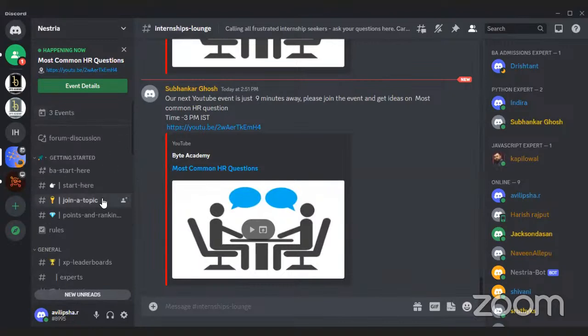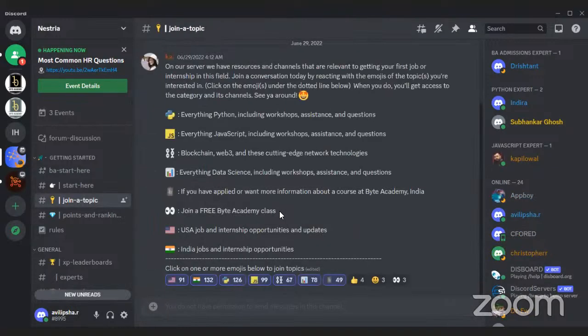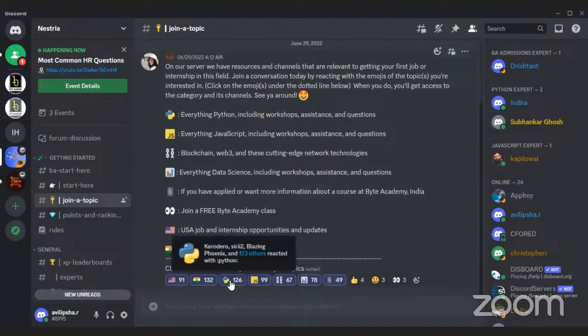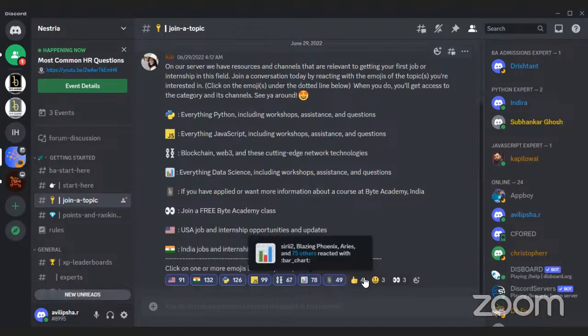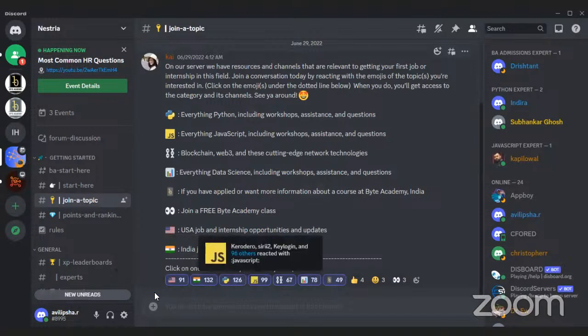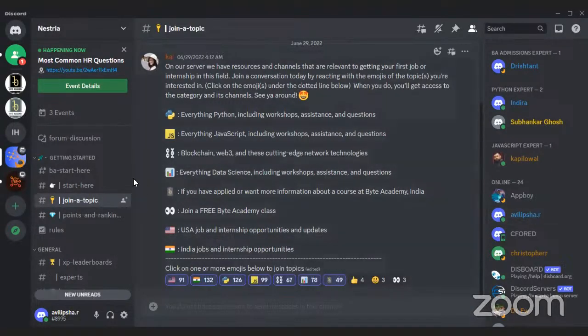So you can just select on join a topic, right? You can click on all these icons. This is for the US careers side. This is for the India career side. This is for blockchain. This is for JavaScript. This is for data science and everything. Once you download Discord and get to this link, you will find everything over here.